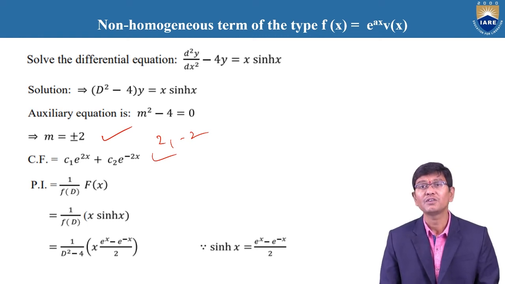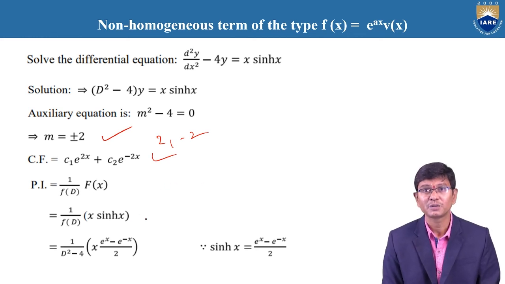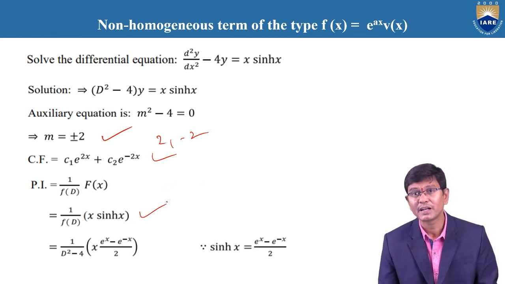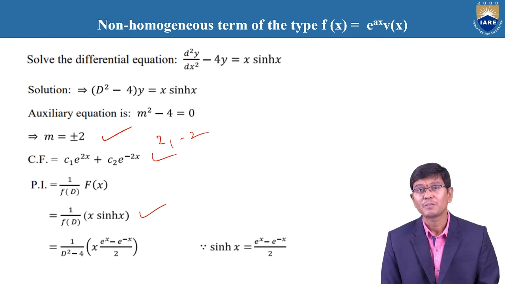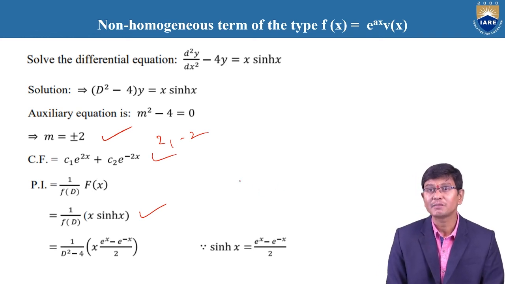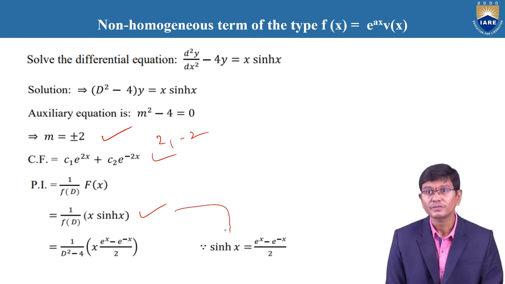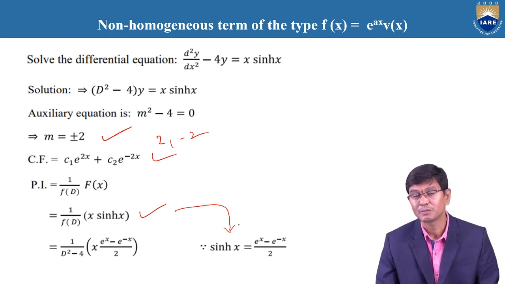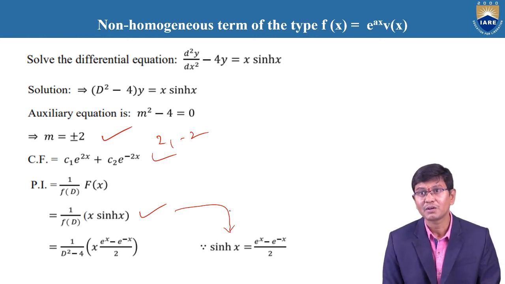When we find the particular integral, 1 by f of d into f of x, here f of x is x into sinh x. That sinh x is not suitable for any other method. Therefore, we need to reduce sinh x using the exponential form, that is e power x minus e power minus x by 2. That is what we need to replace here in this equation.